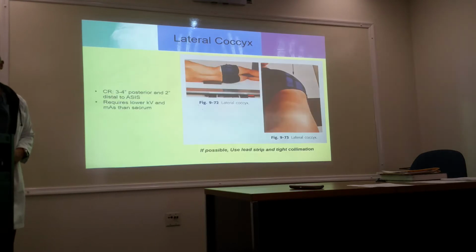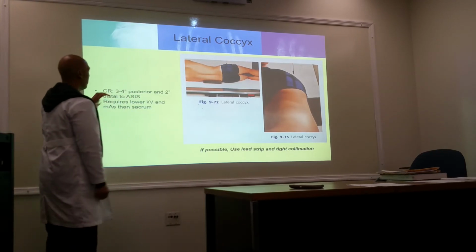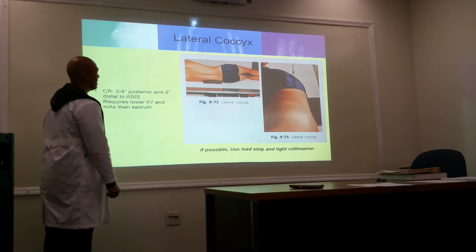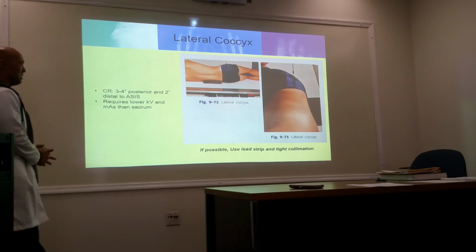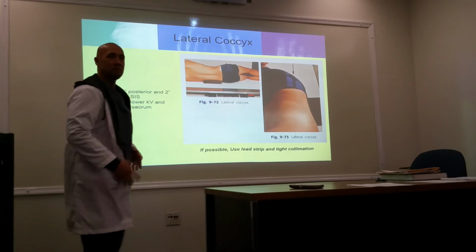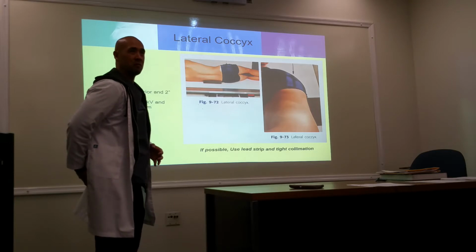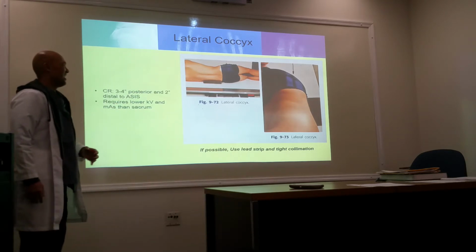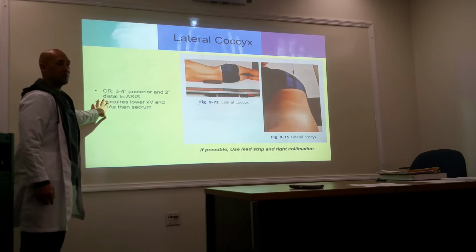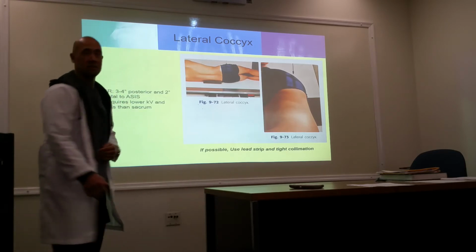Now, if the procedure just calls for a coccyx, you're not only going to be 3 to 4 inches posterior to the ASIS, but you're also going to go 2 inches down. This is going to require lower kV and mAs than the sacrum because we're not shooting through anything but cheeks. You know where your tailbone is, right? You can feel it. It's right between your cheeks. Sometimes a lot of cheek, though. So you're going to decrease your technical factors. Also, lower kV is going to give us a more contrasty image for better visualization of the coccyx.